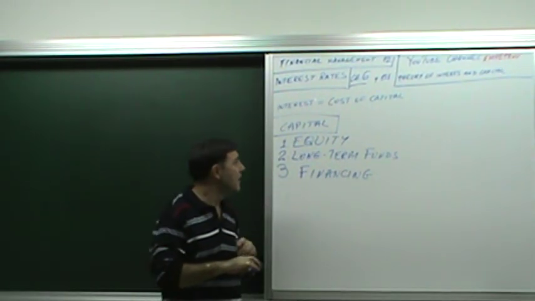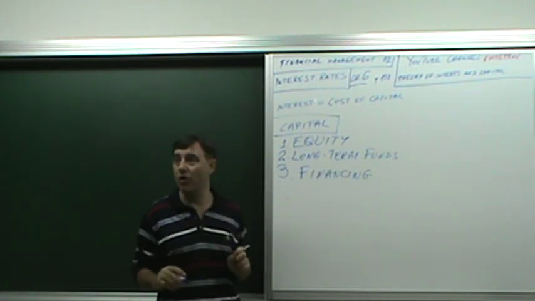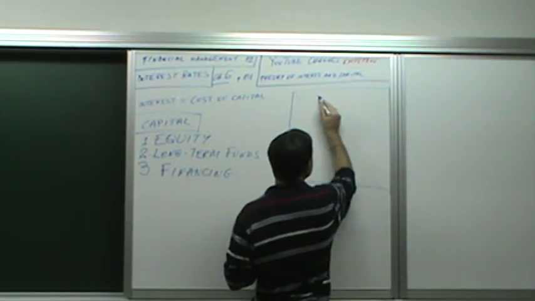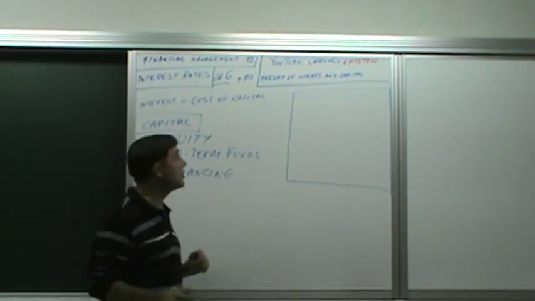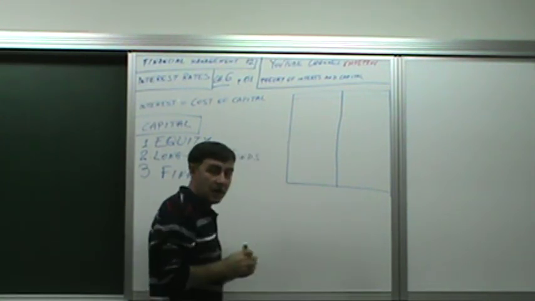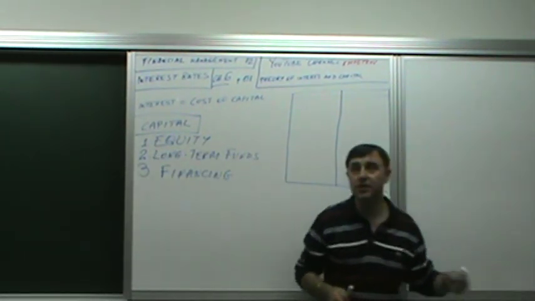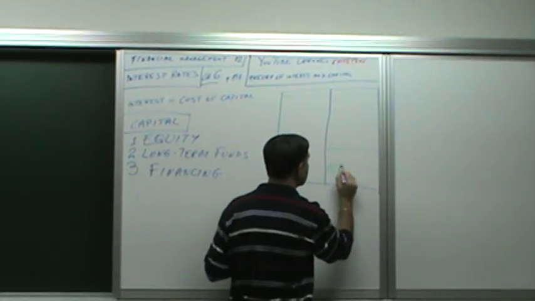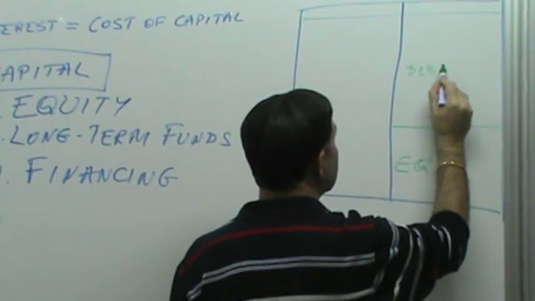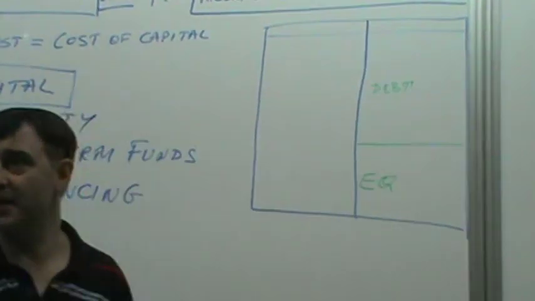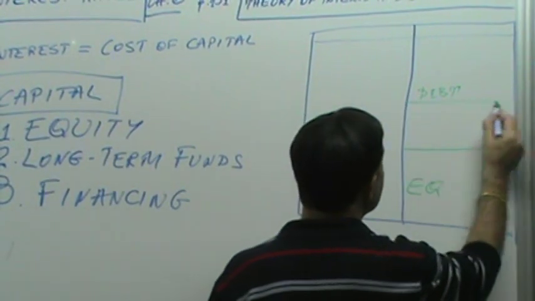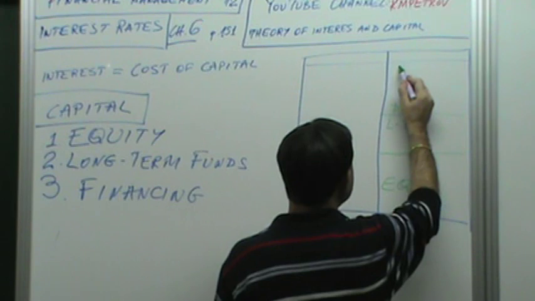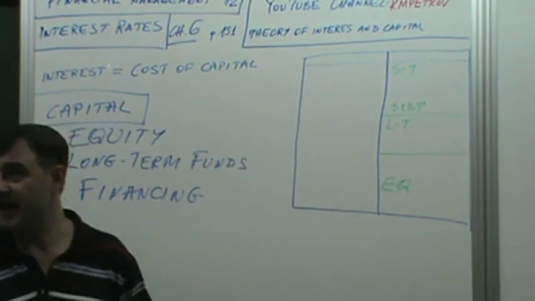So let's try to clarify a little bit more, and let's draw the picture of the balance sheet, okay? And when I draw the picture of the balance sheet, let me use the green color. You got here equity, and you got here debts, in liabilities. And debt is divided into LT standing for long-term debt and ST standing for short-term debt, okay?